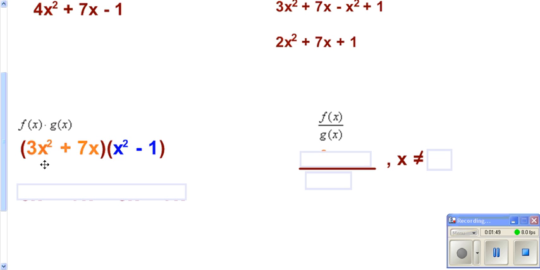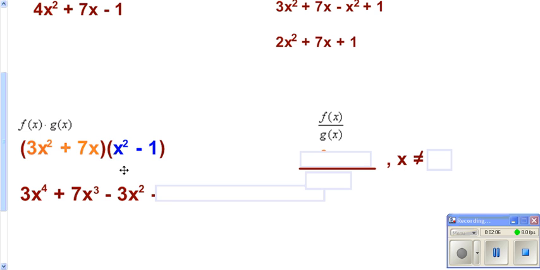You multiply your first terms together. It'd be a 3x to the 4th. Then you want to go ahead and multiply your inner terms together, and you get a 7x cubed. Multiply your outer terms together, and you get a minus a 3x squared. And then multiply your last terms together, a minus 7x.